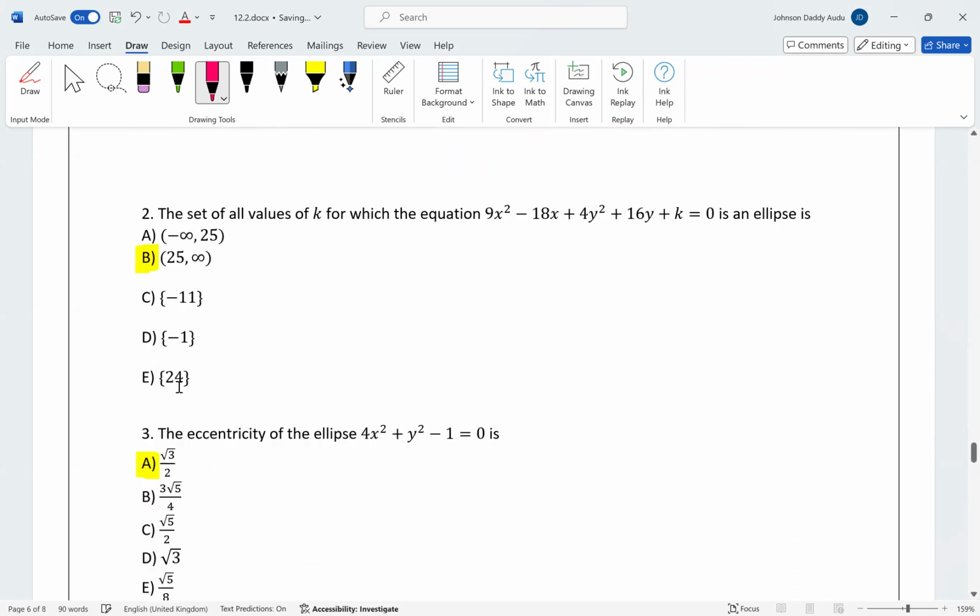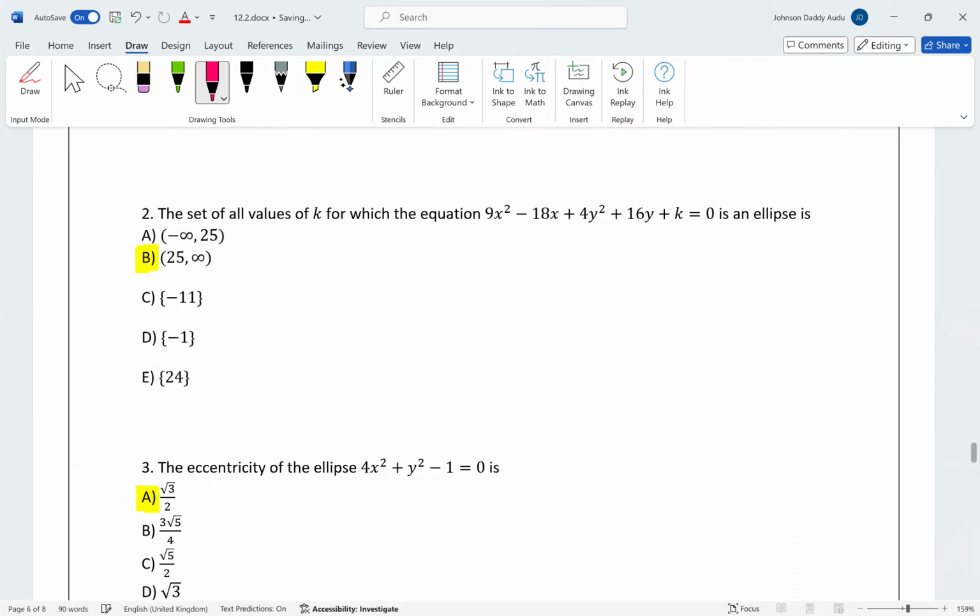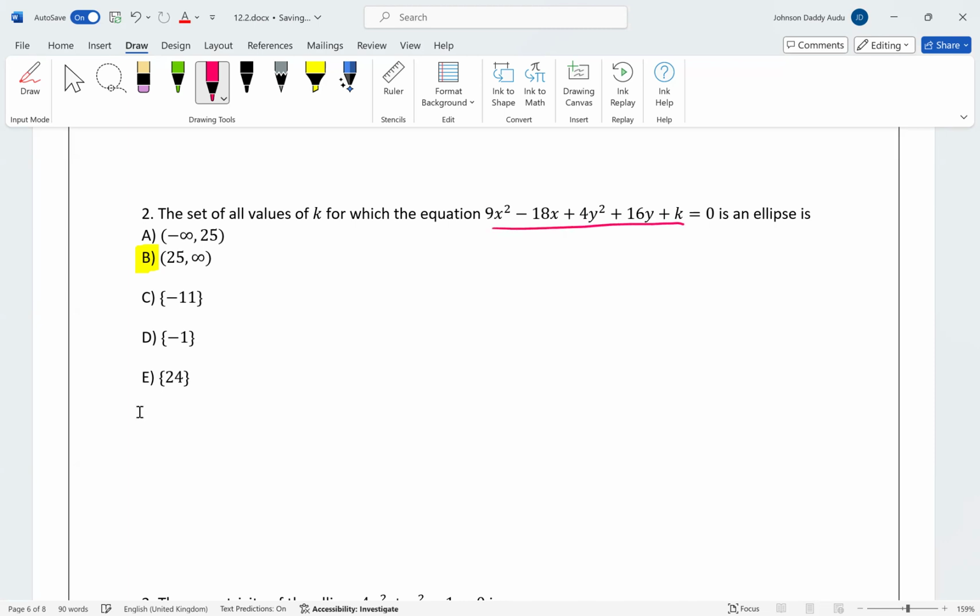Number 2 says we should find the set of values of k for which this equation is an ellipse. So what should we do? Just do completing the square.